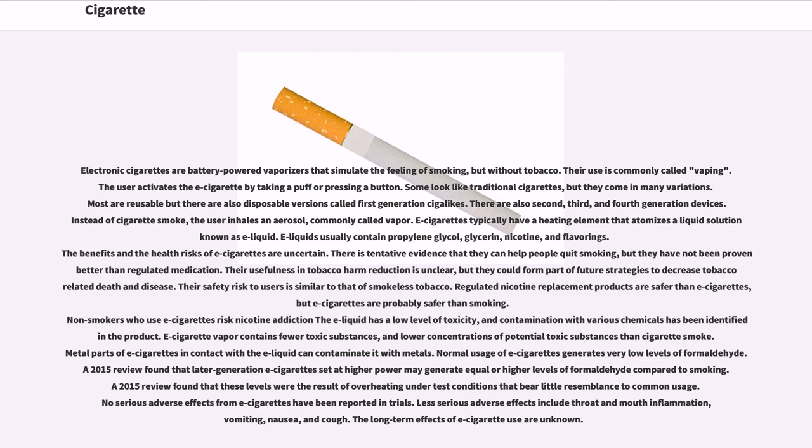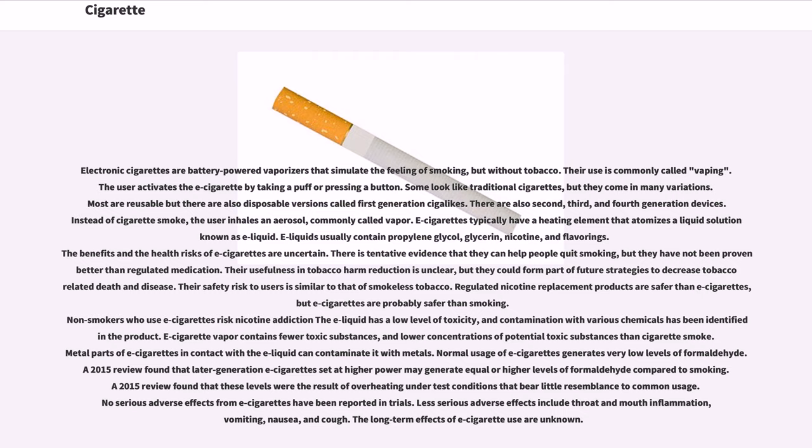Electronic cigarettes are battery-powered vaporizers that simulate the feeling of smoking, but without tobacco. Their use is commonly called vaping. The user activates the e-cigarette by taking a puff or pressing a button. Some look like traditional cigarettes, but they come in many variations. Most are reusable, but there are also disposable versions called first-generation cigalikes. There are also second, third, and fourth-generation devices. Instead of cigarette smoke, the user inhales an aerosol, commonly called vapor. E-cigarettes typically have a heating element that atomizes a liquid solution known as e-liquid. E-liquids usually contain propylene glycol, glycerin, nicotine, and flavorings.